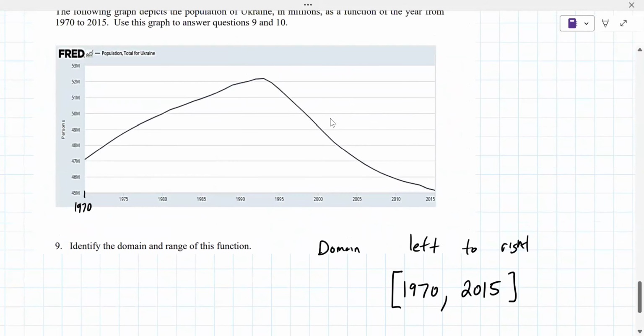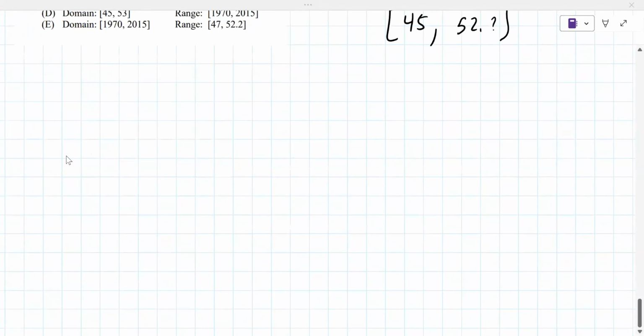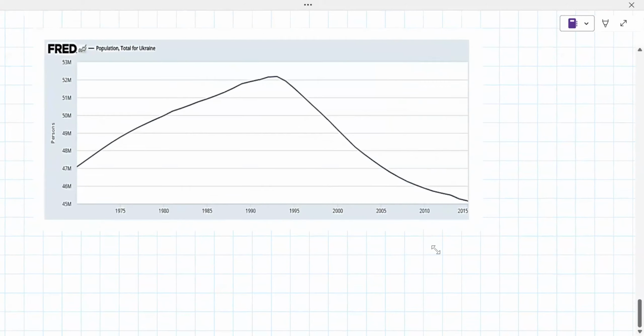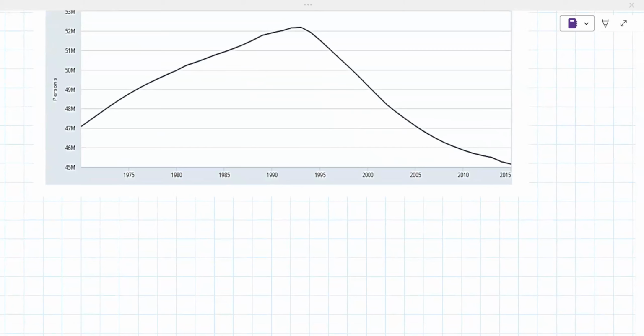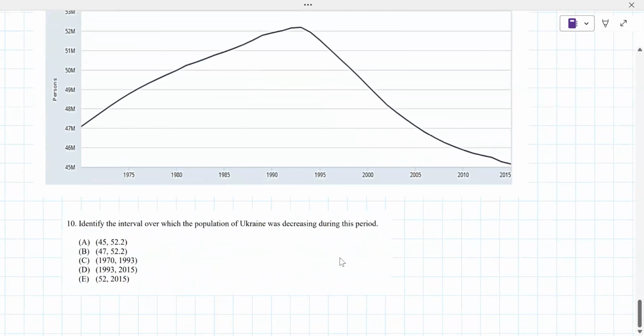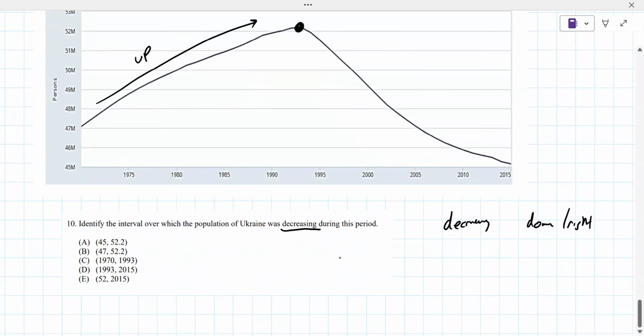All right, so the next one, I do need to grab the graph again. I'll grab it separately. Okay, so for number 10, we're being asked to determine the interval over which the population is decreasing. Decreasing means it's going down and to the right. So there's a place roughly there where it breaks, right? It's going up and to the right, and over here, it's going down and to the right.